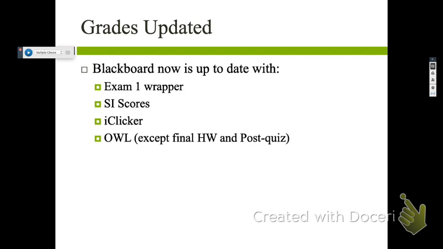All right. Last logistics. Exam: all these scores are updated on Blackboard. The only one that's not is I still need to post your homework for this week so you can practice what we're doing Monday and today. And then there's going to be a post quiz on that.